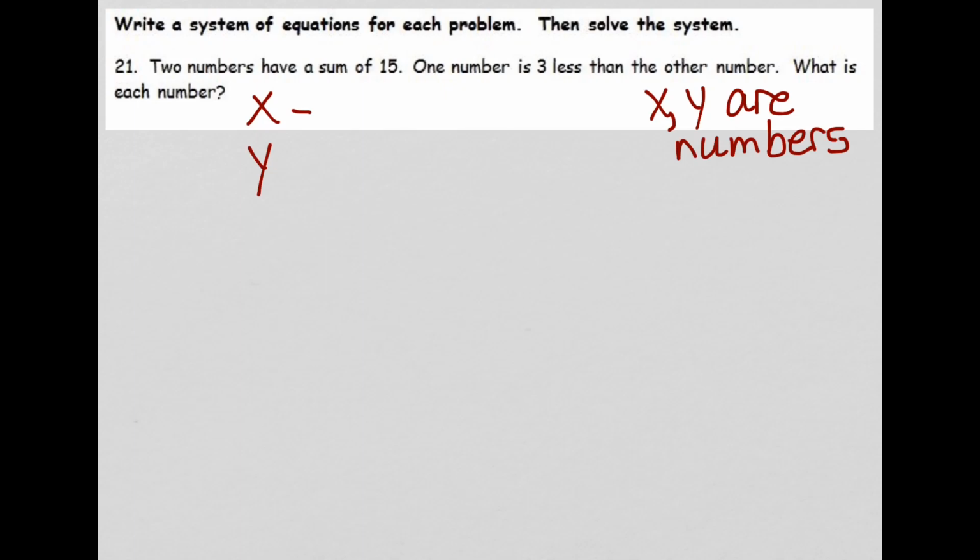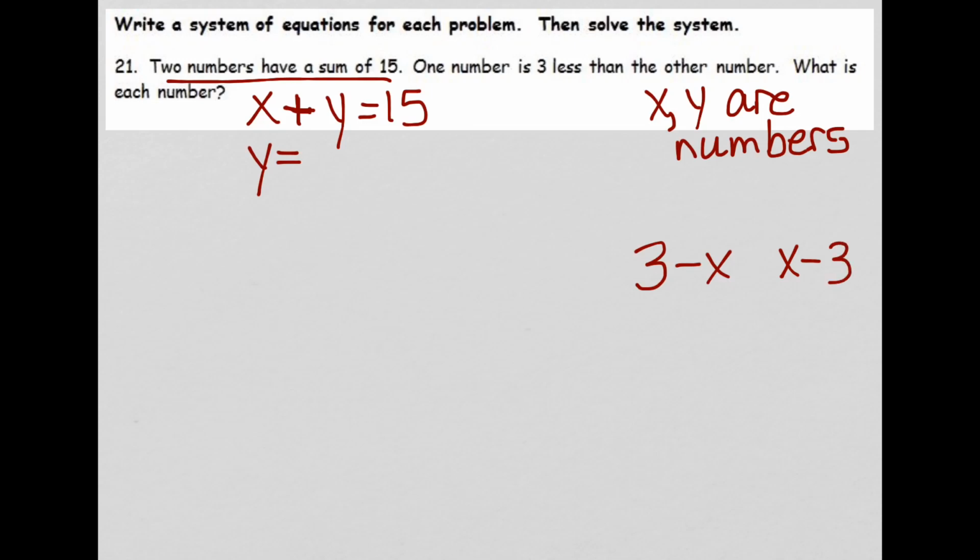Now, I know that two numbers have a sum of 15. Well, a sum is the answer for when you add things together. So X plus Y equals 15. One number, is it X or Y? I don't know, it doesn't matter, just pick one. So let's say Y is, one number Y is, that's my equal sign, 3 less than the other number. So this is the one where you have to be careful. Is it going to be 3 minus X or is it going to be X minus 3?